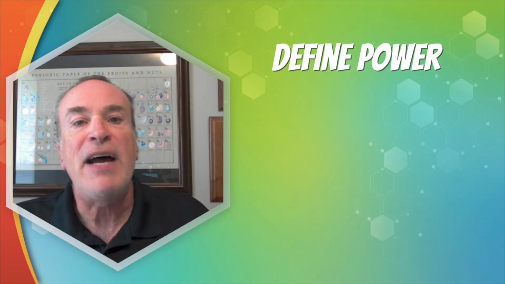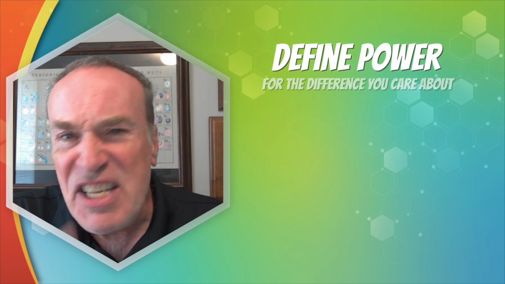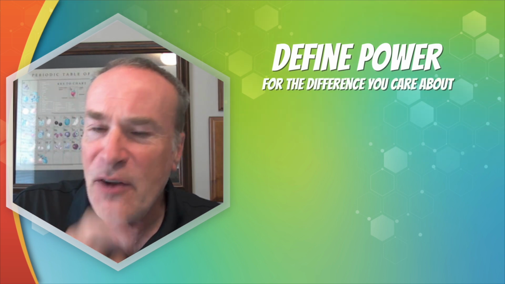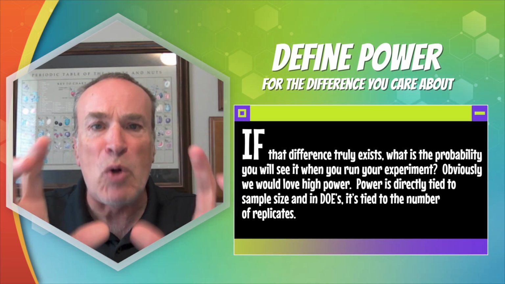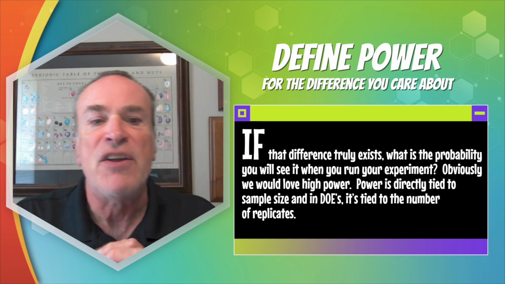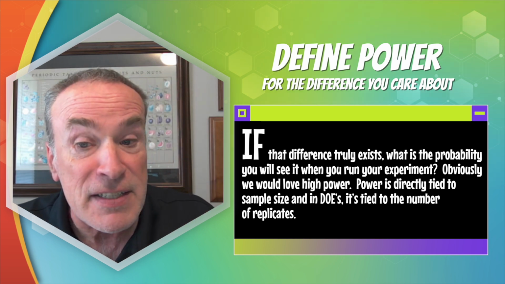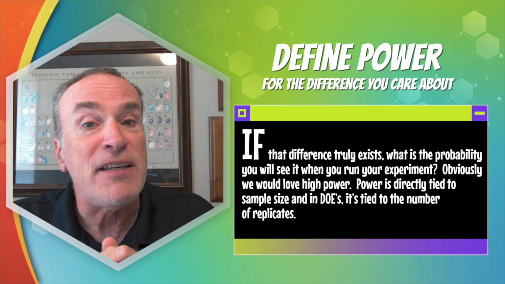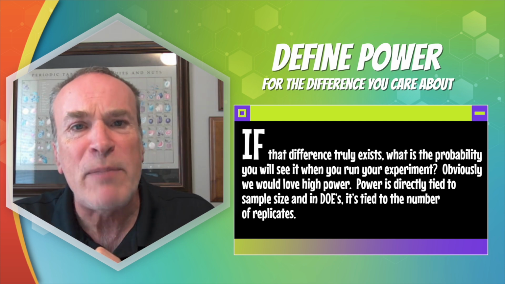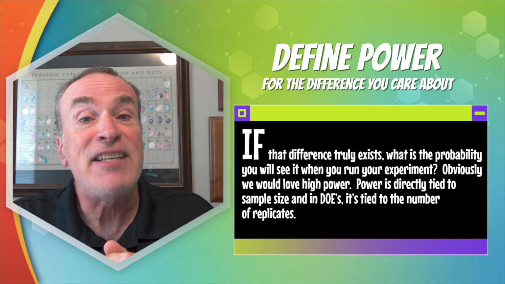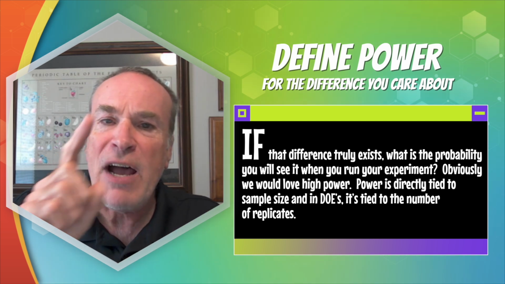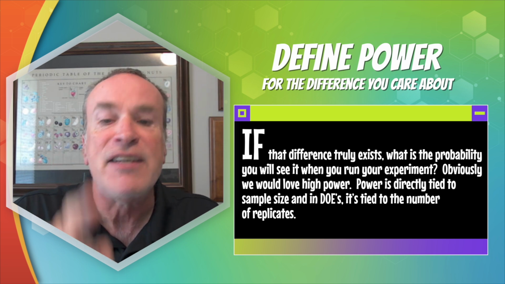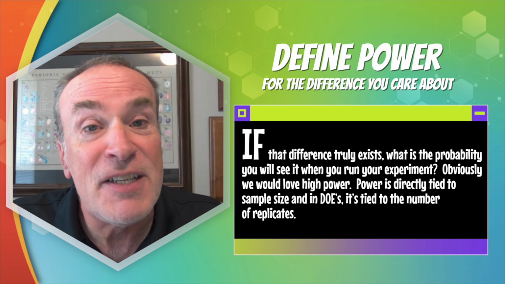So let's define power for the difference that you care about or the business cares about. If, big, bold font, if that difference truly exists, what is the probability that when you run that one replicate, you're going to see that difference? Obviously, we would love high power. Power is directly tied to the number of replicates in design of experiments. So let's see how this all works.